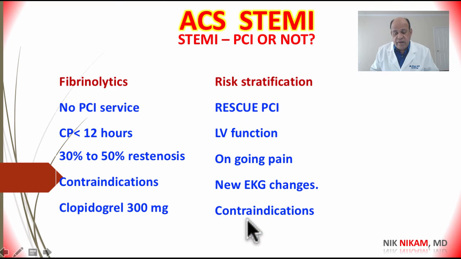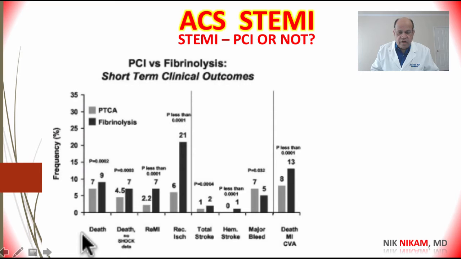If the patient continues to have ongoing chest pain, or if there are new EKG changes, and if there are contraindications to fibrinolytic therapy, these patients can be transferred to a facility where a rescue PCI can be performed to deal with an acute STEMI patient. There's no question that PCI is far superior to fibrinolytic therapy. As you can see in this study, death, recurrent MI, and recurrent ischemia, all of these are considerably lower in patients treated with PCI as compared to fibrinolytic agents.